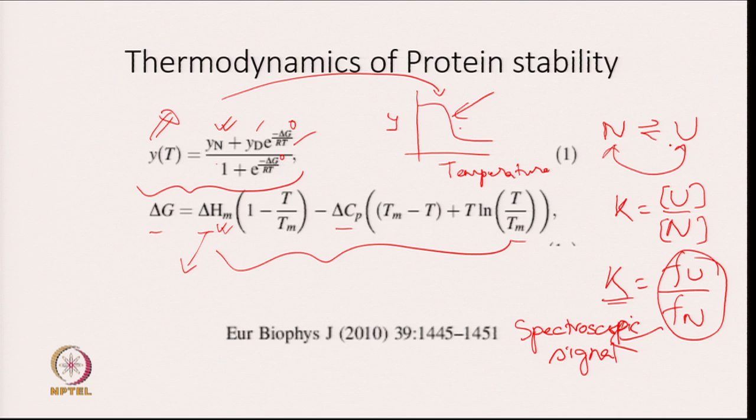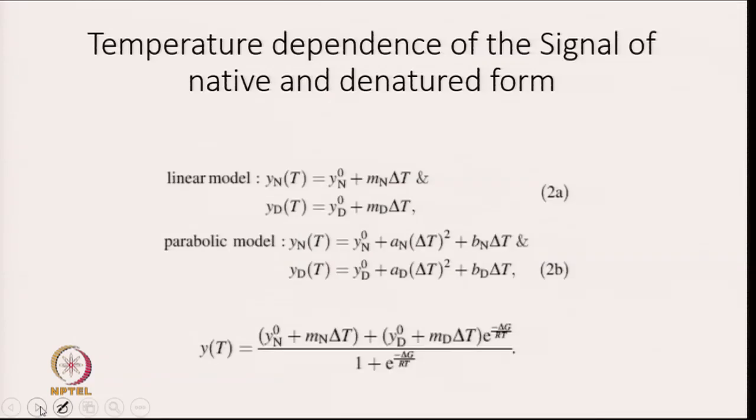We also need to know that y N is also dependent on temperature, y N and y D are also dependent on temperature. So, we cannot simply put y N at a certain temperature here, because y N will change for each value of T, and that is given by this equation.